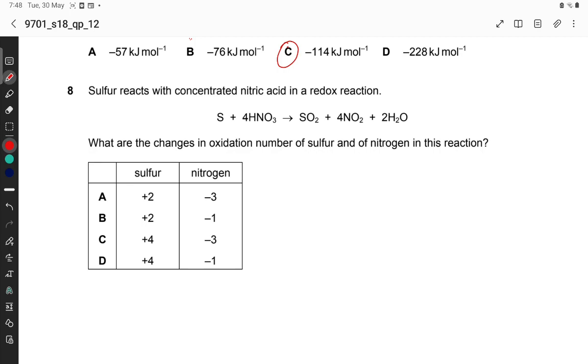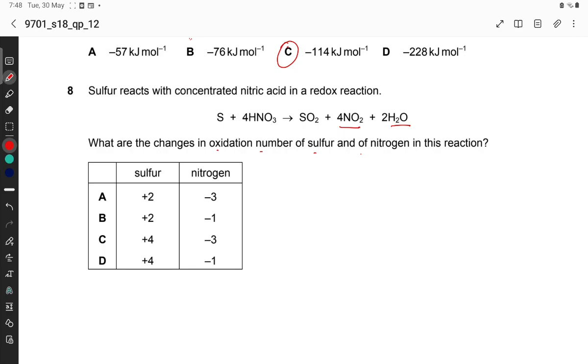Question number 8. Sulfur reacts with concentrated nitric acid in a redox reaction. We have sulfur and nitric acid forming sulfur dioxide, nitrogen dioxide and water. What are the changes in oxidation number of sulfur and nitrogen in this reaction?